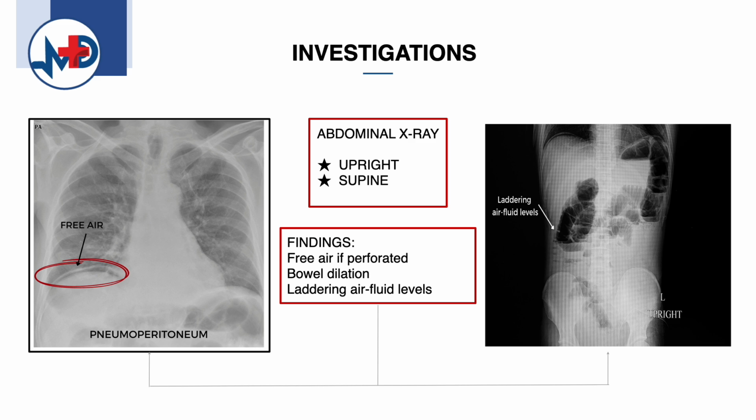In patients with small bowel obstruction, supine views show dilation of the multiple loops of small bowel with paucity of air in the large bowel. Those with large bowel obstruction may have dilation of the colon with decompressed small bowel in the setting of a competent ileocecal valve. An upright or lateral decubitus film may show laddering air fluid levels.